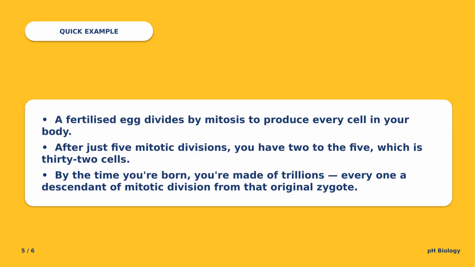Quick example: a fertilized egg divides by mitosis to produce every cell in your body. After just 5 mitotic divisions, you have 2 to the 5, which is 32 cells. By the time you're born, you're made of trillions, every one a descendant of mitotic division from that original zygote.